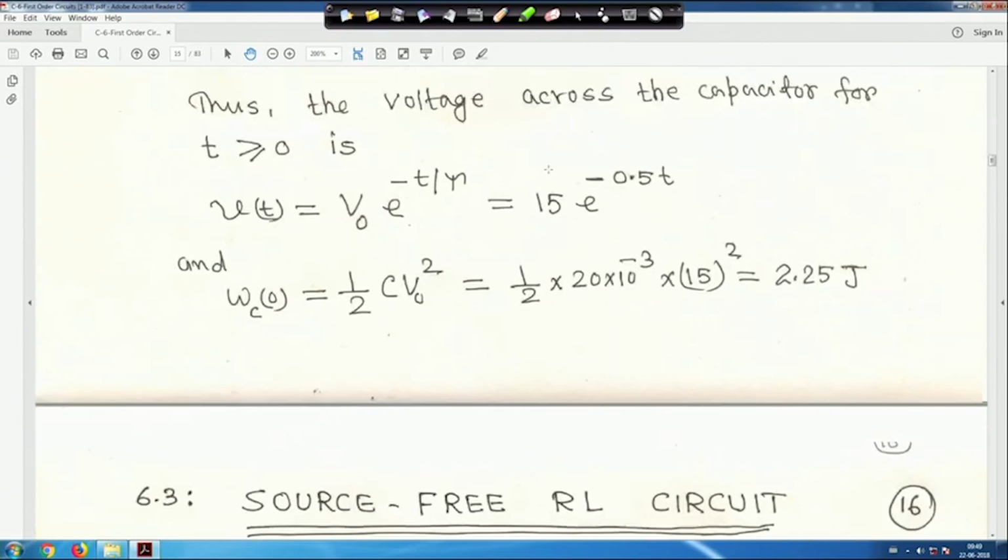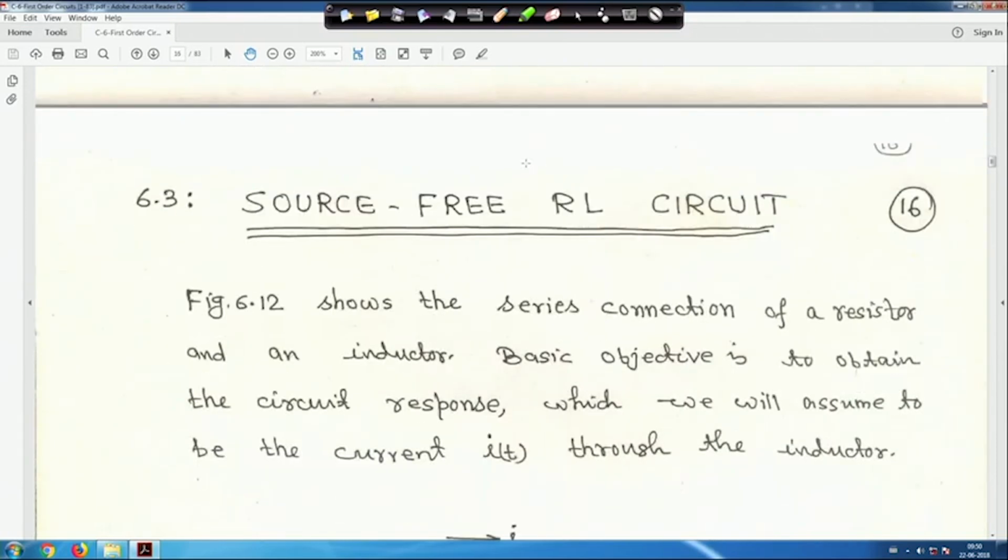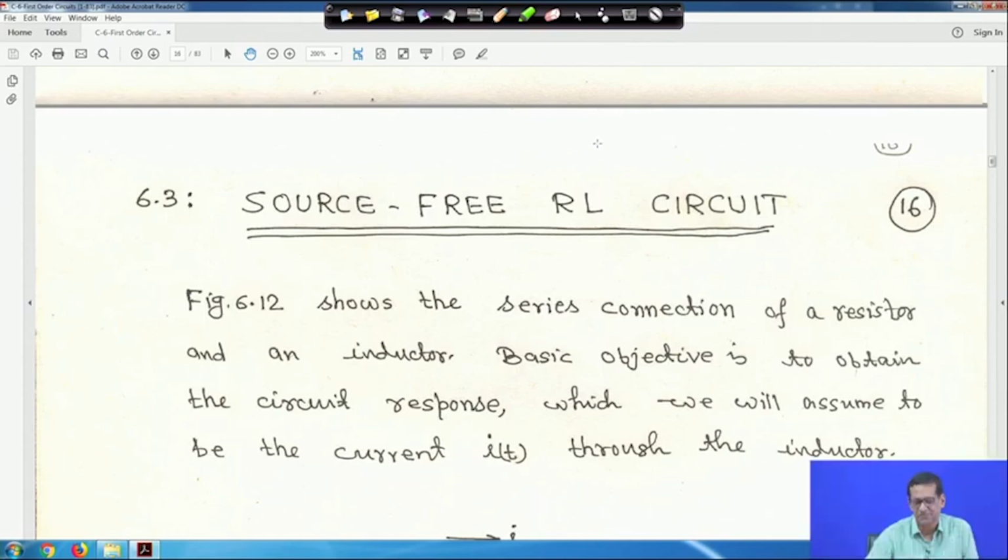So next is the source free RL circuit. We saw till now the source free RC circuit. Now we will see the source free RL circuit. So the philosophy will remain the same, just that it is an inductor. So we just have to see how it happens.